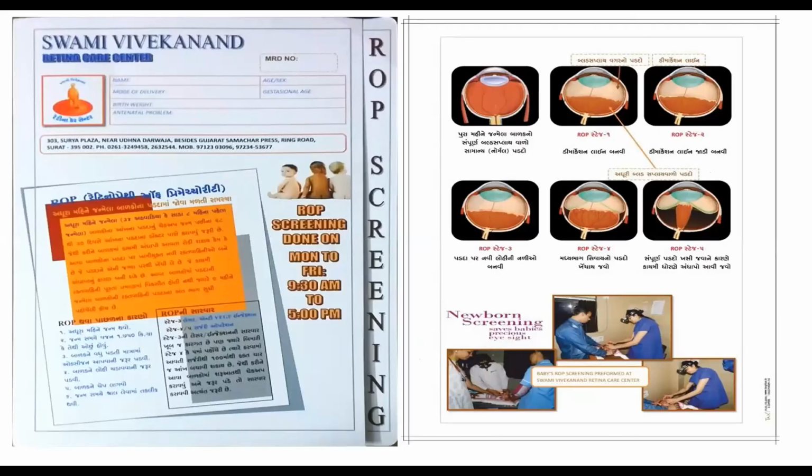So this is our ROP file which is given to each of the parents, and the whole documentation process is done on this file. Then it goes to our software. Third, the NICU where we visit also documents the findings. Fourth, we have a register where we write all the details along with the phone numbers, diagnosis, and follow-up dates. We have another register where, if a baby has missed a follow-up, a call is made to the parents, and we inform them they need to come back for screening again.